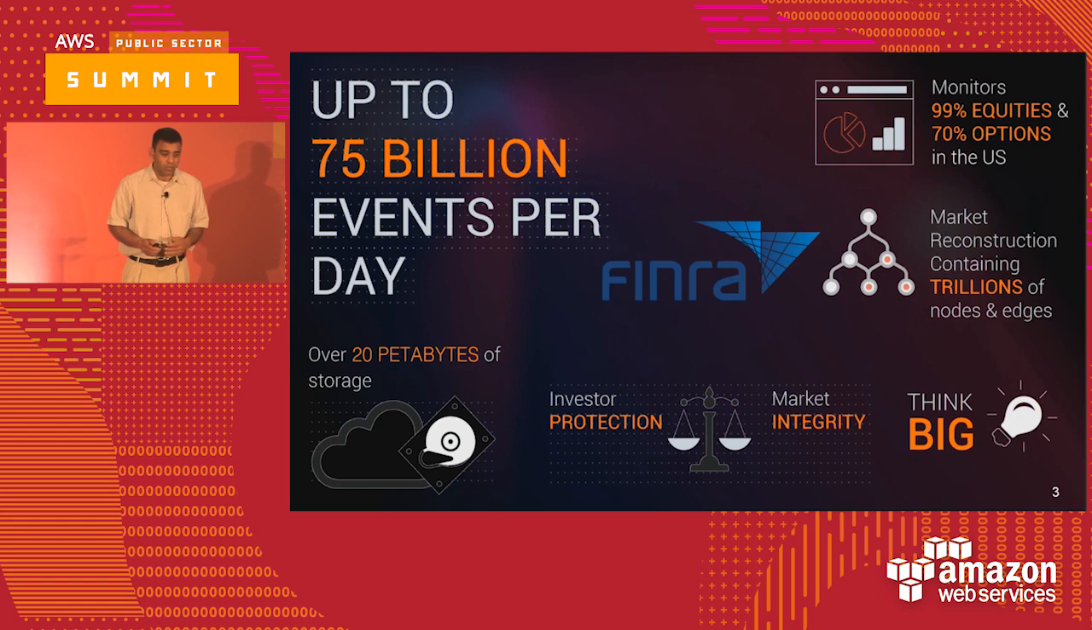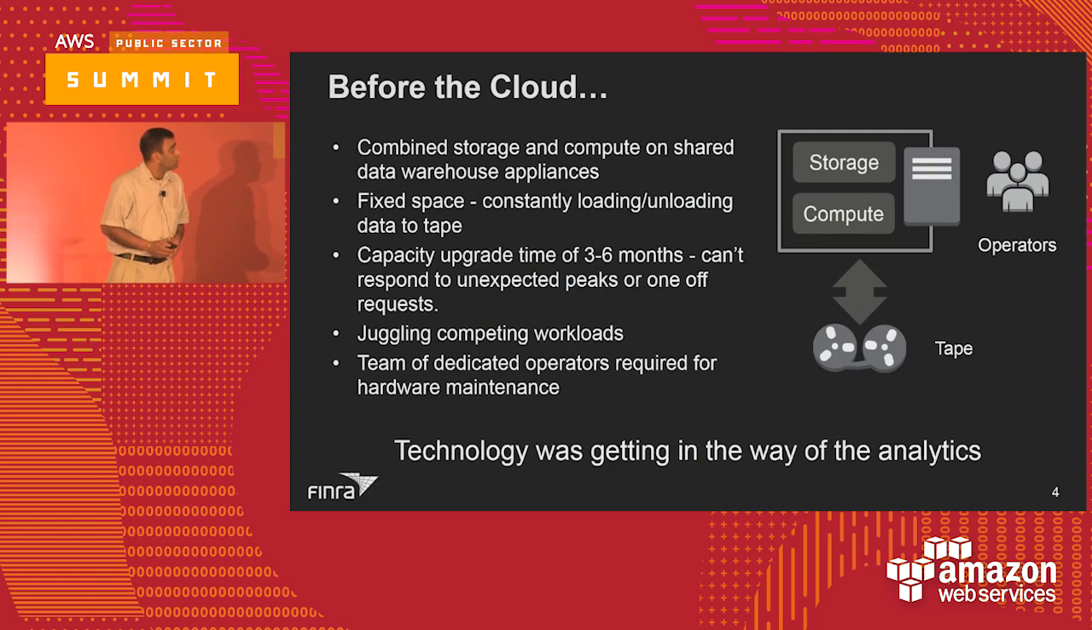Again, to do our market surveillance, we bring in a lot of data. So our peak data ingest is about 75 billion transactions into FINRA every day. All the data is stored in S3, and we have about 20 petabytes of storage between S3 and Glacier in our AWS ecosystem. Briefly, I want to tell you about how things were before the cloud.